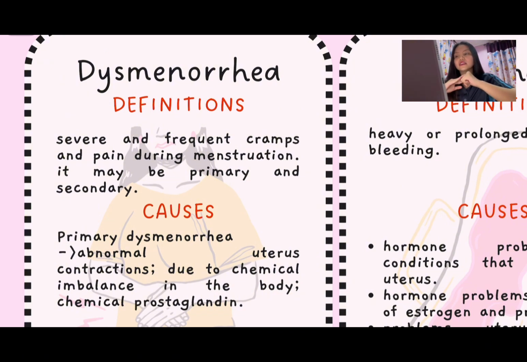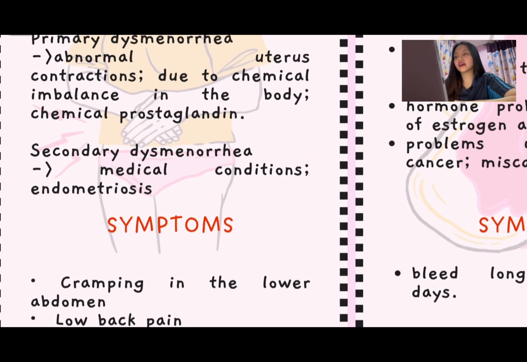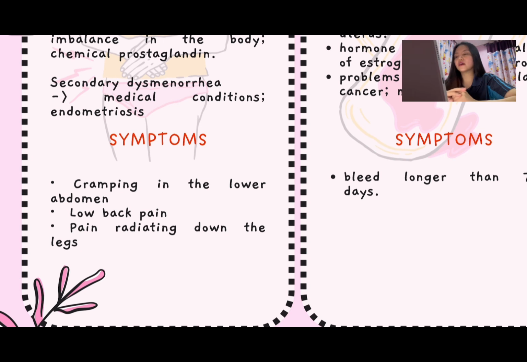Primary dysmenorrhea is due to abnormal uterus contractions. It can be due to a chemical imbalance in the body, such as the chemical prostaglandin. Secondary dysmenorrhea is due to medical conditions such as endometriosis, and the symptoms for dysmenorrhea are cramping in the lower abdomen, low back pain, and pain radiating down the legs.